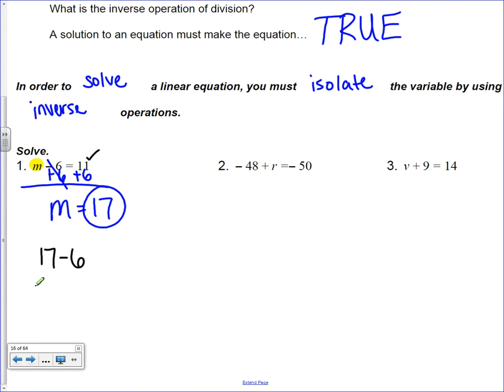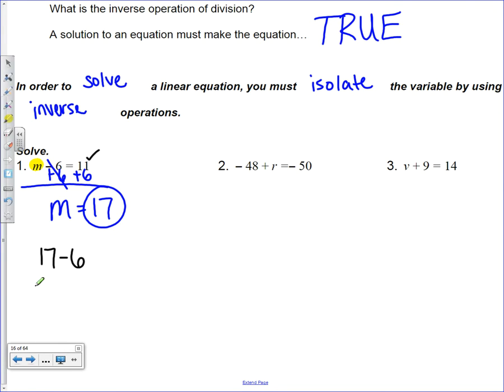Okay, so remember, whatever we do to one side, we have to do the other, right? Everybody see how we added 6? See how we added 6 to both sides? That's called the addition property of equality. If I would subtract 6 from both sides, it'd be the subtraction property of equality. Does that make sense? We have to keep it balanced. Good? Okay, take a look at number 2.